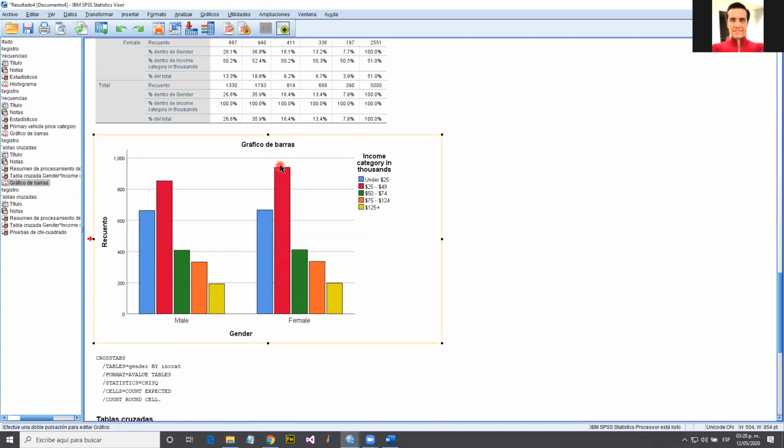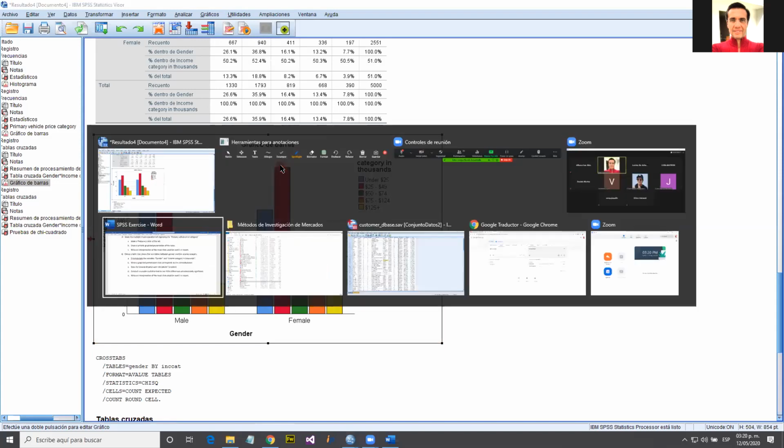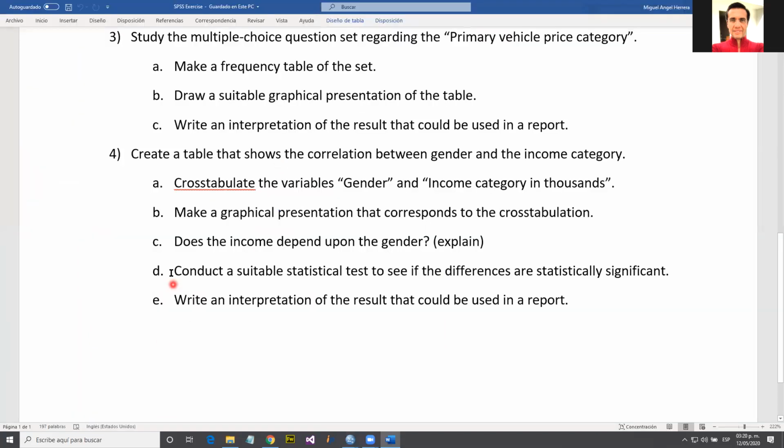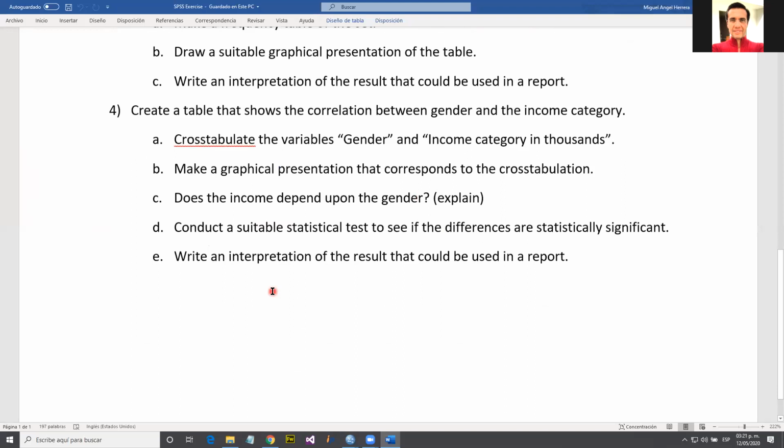Now the question is, are they related? So let me put again the question, and it says, does the income depend upon the gender? Obviously, I am talking only about my customers. I am not talking about the other people, only about my customers. So do a suitable statistic test, okay?